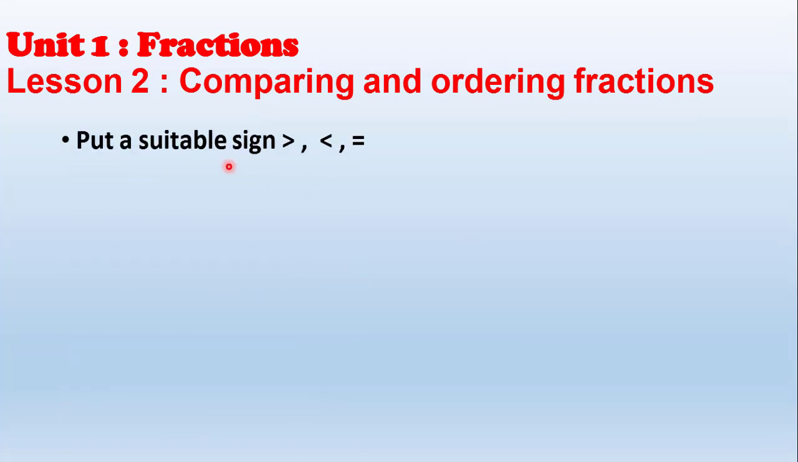Okay, let's take this example. Put a suitable sign greater than, less than, or equal. 3 over 7 and 4 over 9. They are completely different. So let's do it together. 9 times 3, 27. 7 times 4, 28. 27 is less than 28. So 3 over 7 is less than 4 over 9.